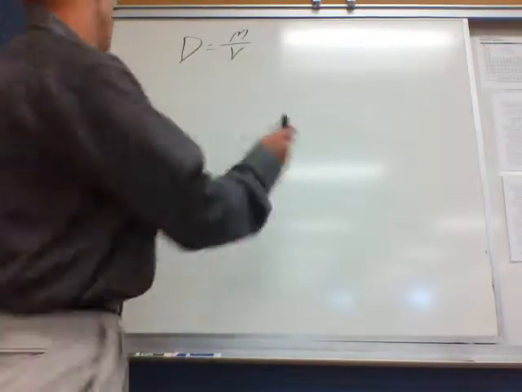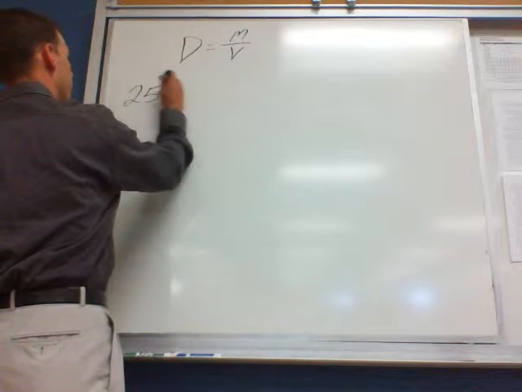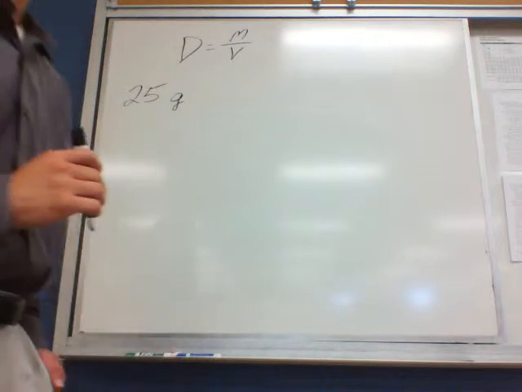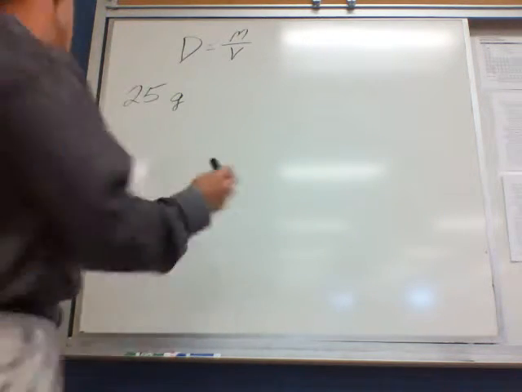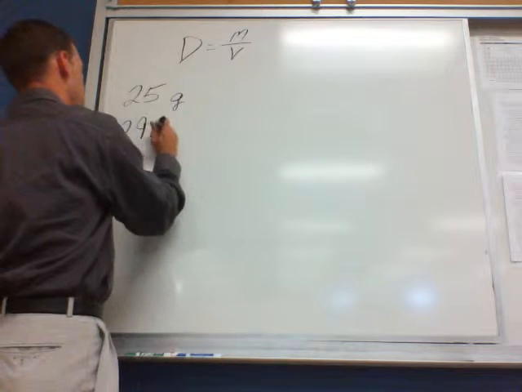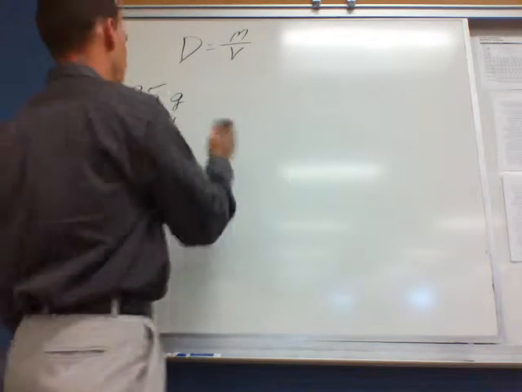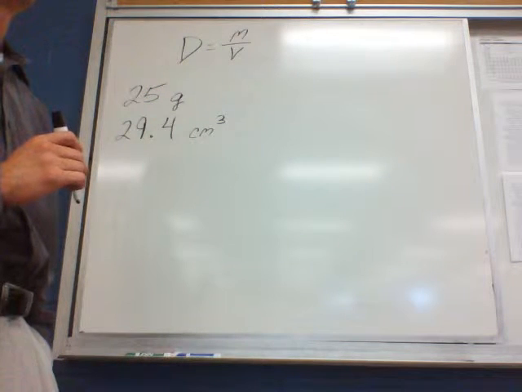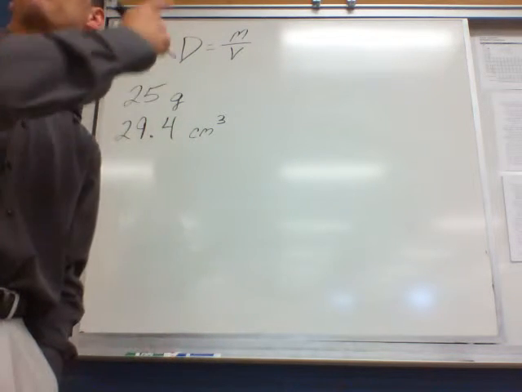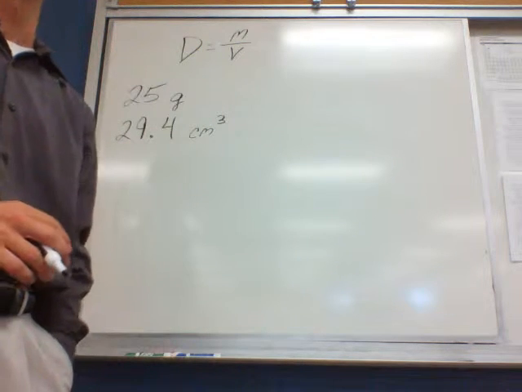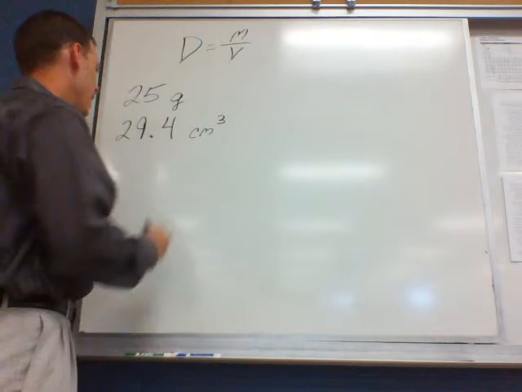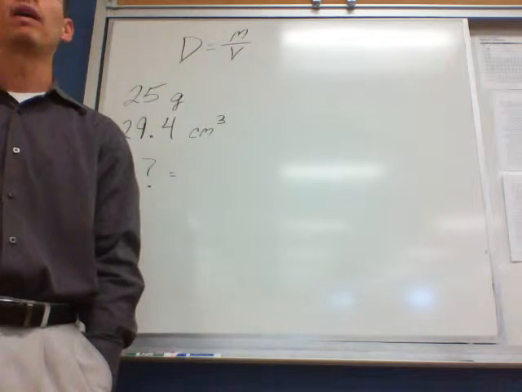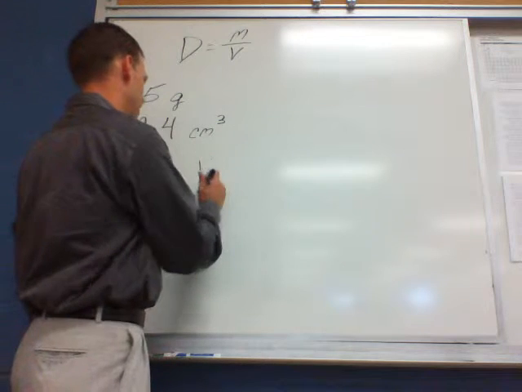The very first number that's in that problem is 25 grams. You should be writing along with me. The second value in that problem is 29.4 centimeters cubed. All right, I'm just pulling out the numbers and the units that come after the numbers. And then there's something that it wants us to find. What's this question asking for? What is the density?